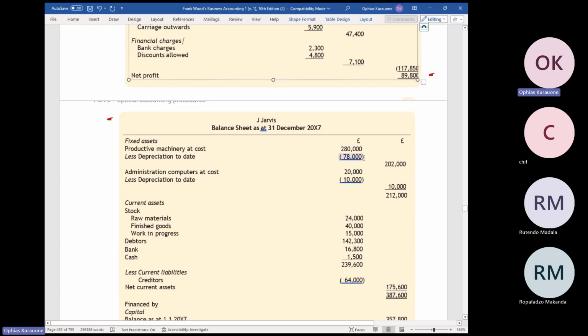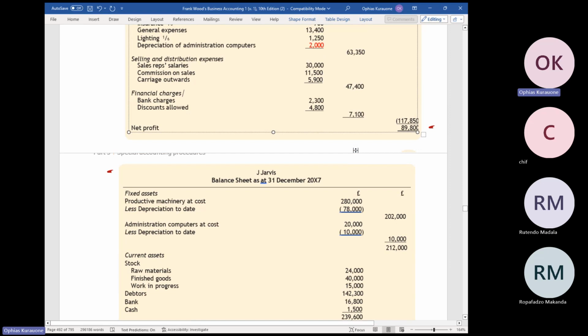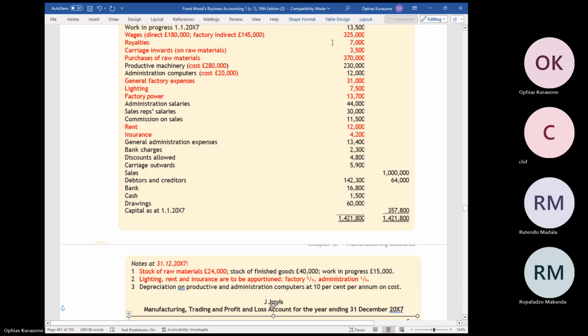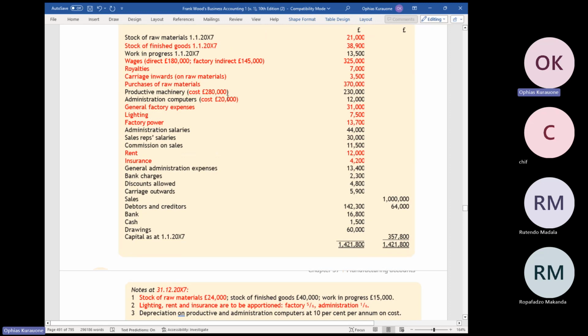Production machinery, its cost was 280,000. Depreciation to date, because there's 10% per annum here, we have 280 minus 230. So you are saying 10% of 280, then we get 28,000. So we charge 10% at cost of 280,000. That is the 10% of 280,000. Then after that, we subtract 28,000 to get our net value, which is the current amount of 230 minus 28,000.